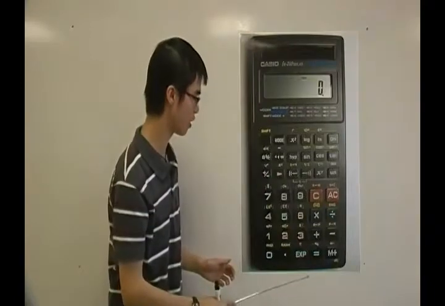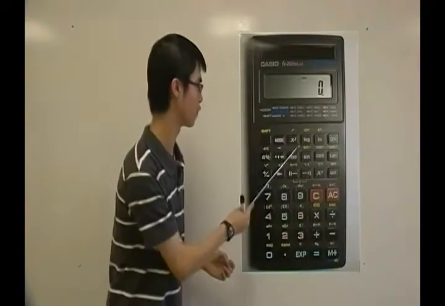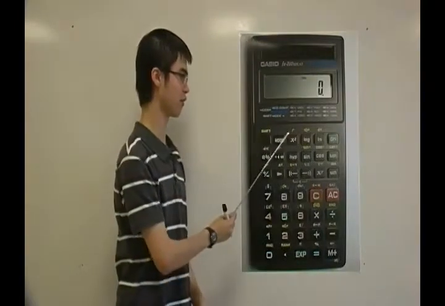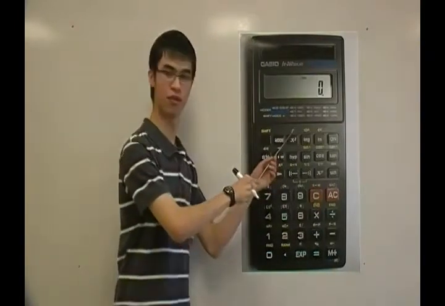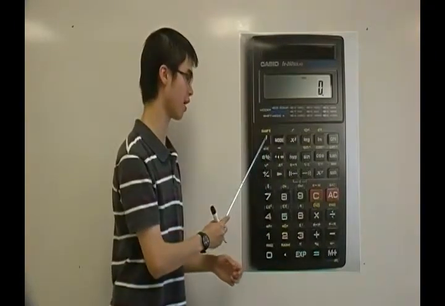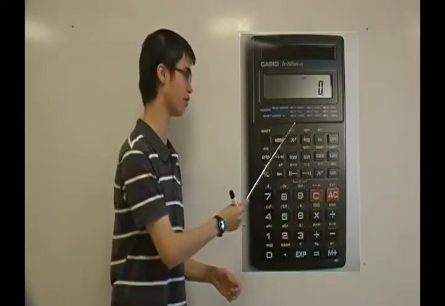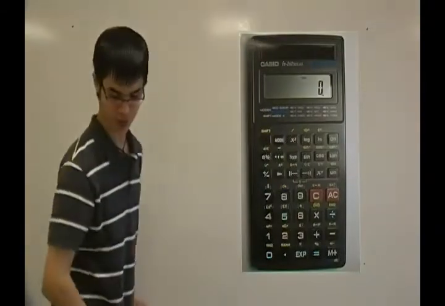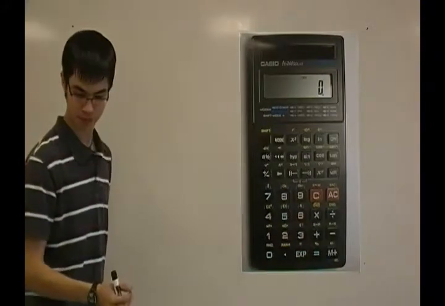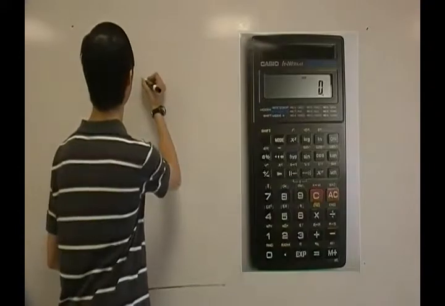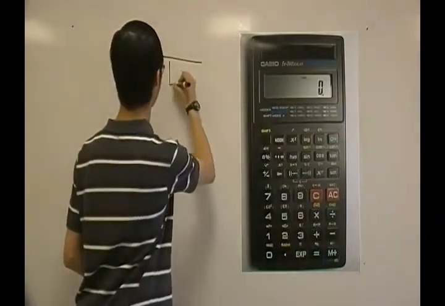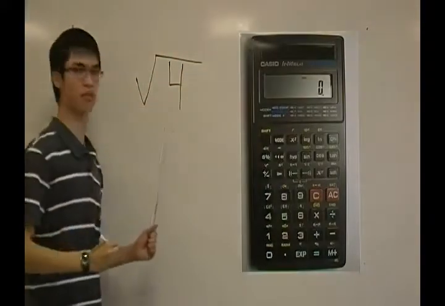So let's say you hit the exponent button. What you'll do first is hit shift, and that little symbol up there is the square root. So what that button will be recognized as after you hit the shift is the square root. All right, so let's apply this button with another problem. Square root of 4.